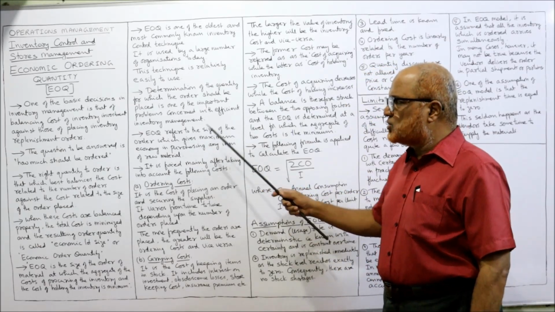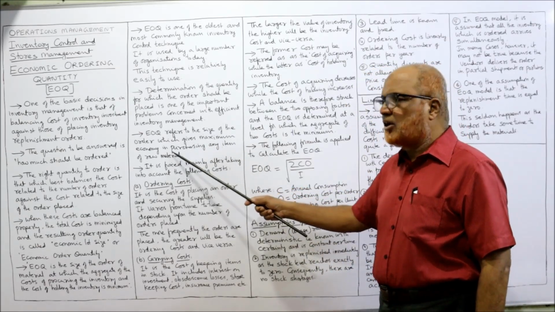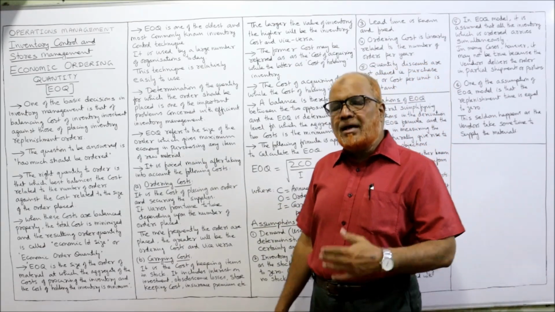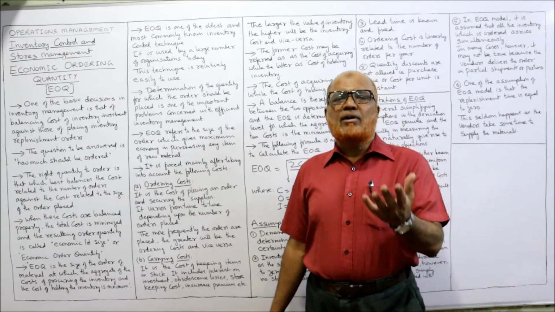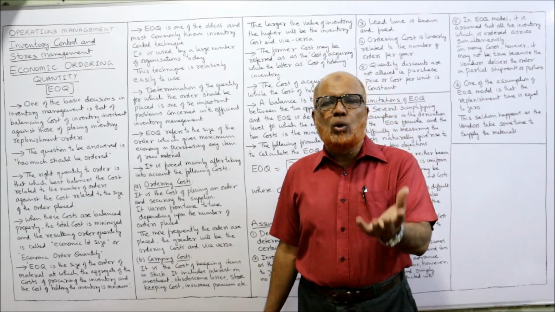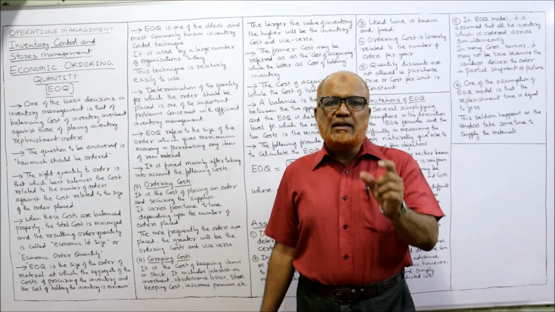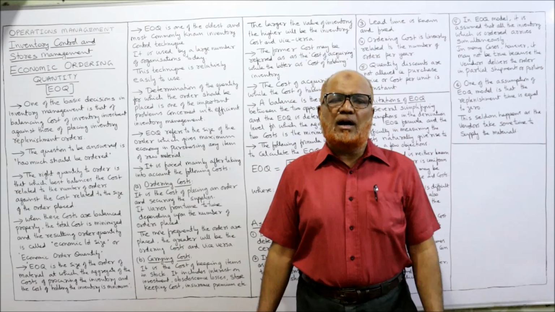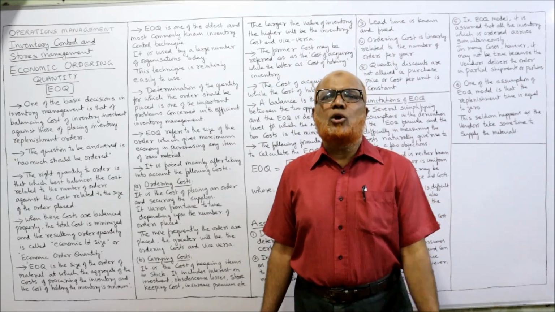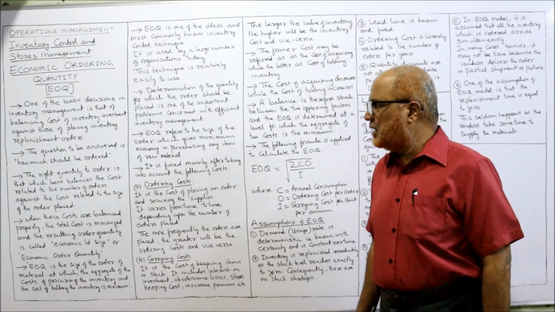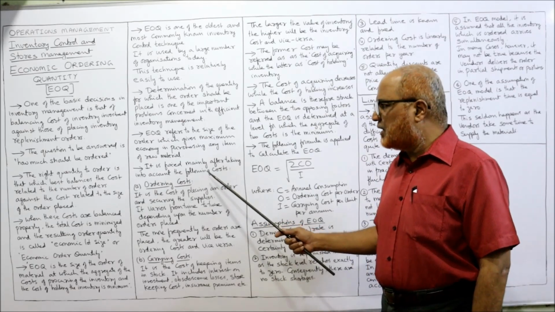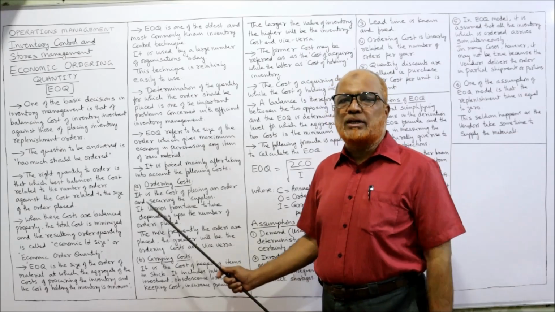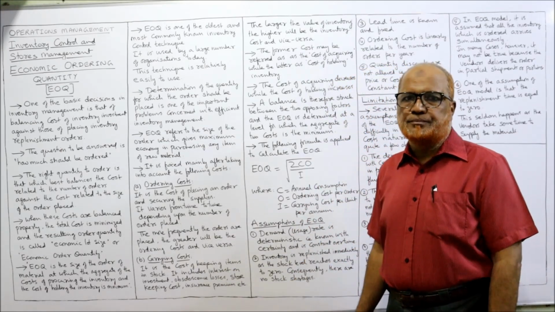EOQ refers to the size of the order which gives maximum economy in purchasing any item of raw material. Maximum economy means our inventory cost will be the lowest. So economic ordering quantity will give you that size of order at which we'll get maximum economy in procuring the material. It is fixed mainly after taking into account the following. Mainly EOQ depends on two things, ordering cost and carrying cost.